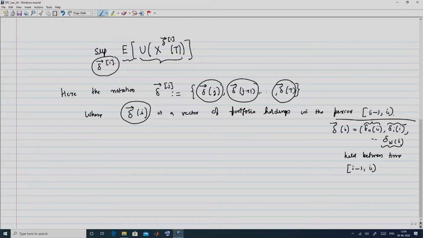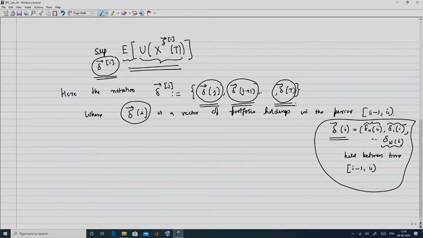So, that means this is the position you get into at time i minus 1 and hold on to until time i, at which point you reshuffle your portfolio and the reshuffled portfolio is going to be delta of i plus 1. So, then what we do is carry out the maximization of the expected utility over the feasible portfolios of the form delta 1, delta 2 all the way to delta of T. That means we do this optimization over each of those periods by taking into consideration all feasible portfolios that can be held in each of those individual periods.